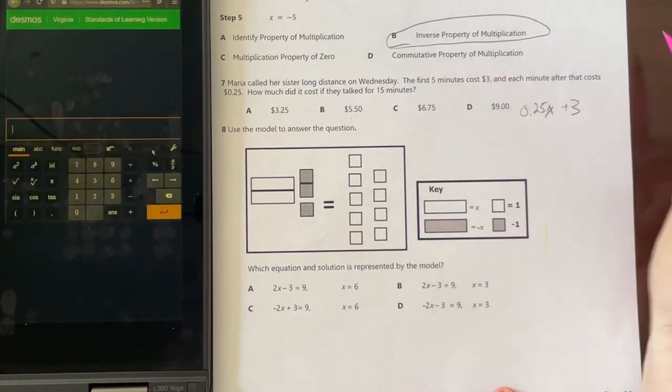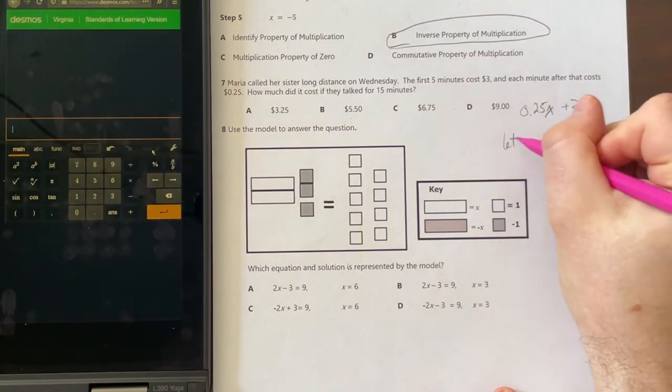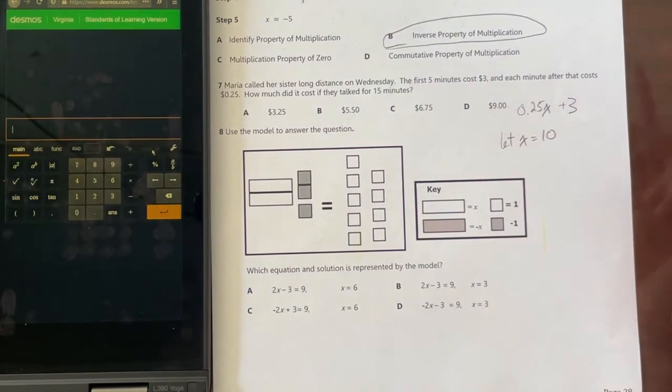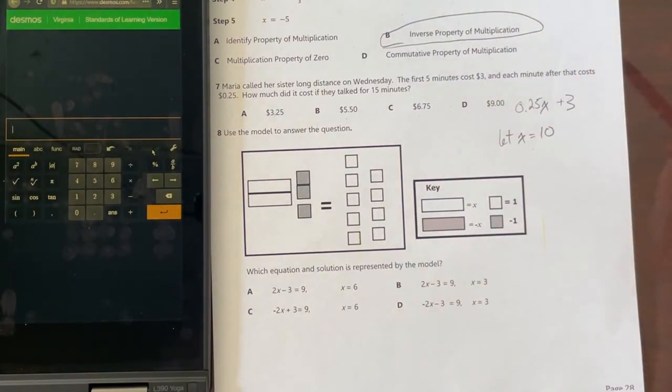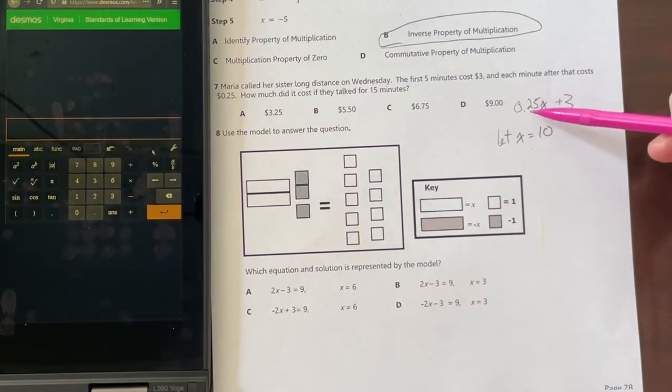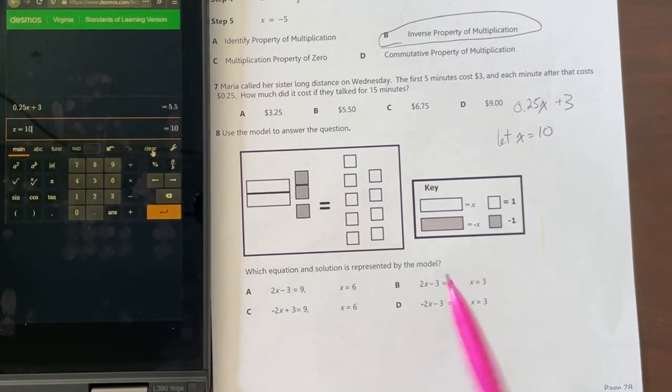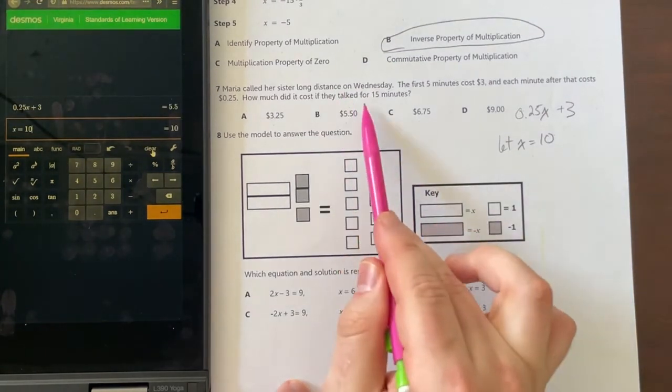and we're going to let x equal 10. And the reason why I'm doing that is because we already accounted for that 5 minutes. So if we let x equal 10, this will just be as follows. So we do 0.25 times x plus 3, and we can do x equals 10. And so it's going to be $5.50.